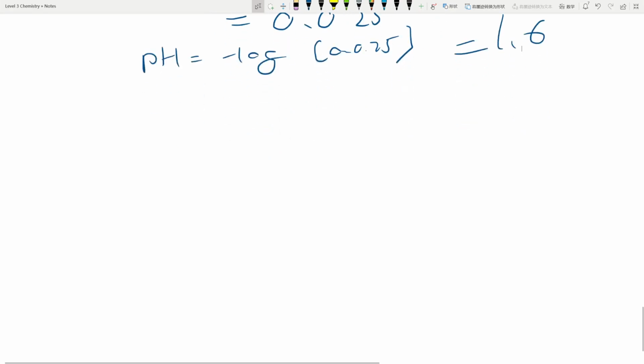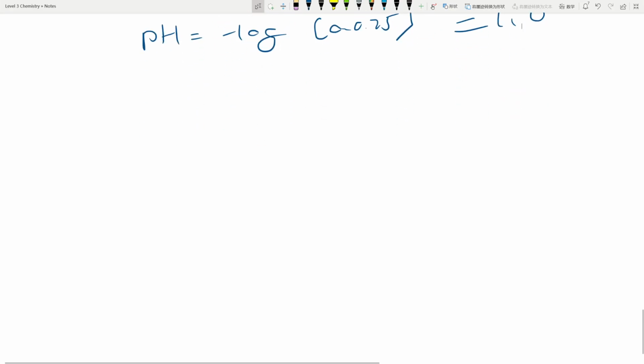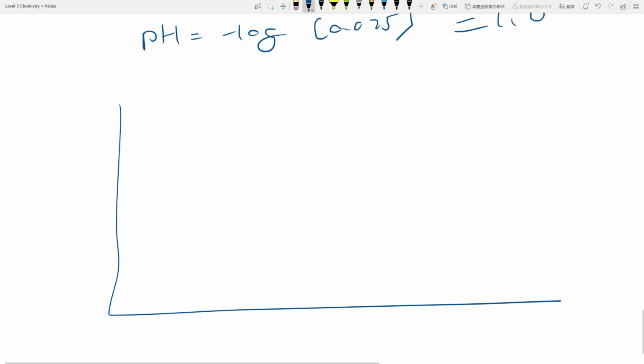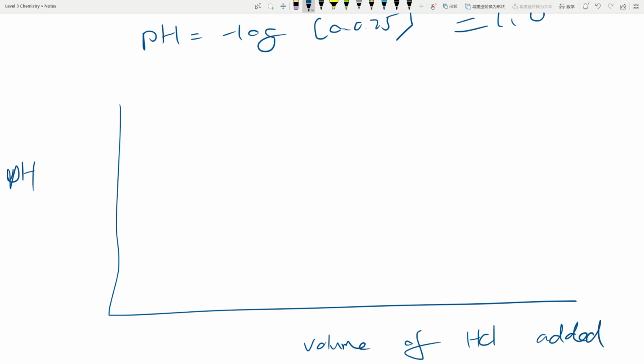And let's just use all of these numbers together. Here's what the titration curve would look like. This is the pH. This is the volume of HCl added. If we look at all of the information now, I'm teaching everything the hard way. I'm not just going through the old exams in this particular case, because if you can do my questions, you can do any of the NCEA questions. Okay, the volume of HCl added.